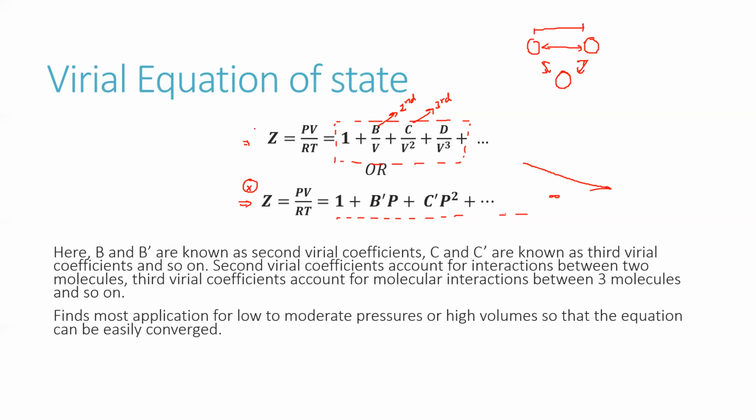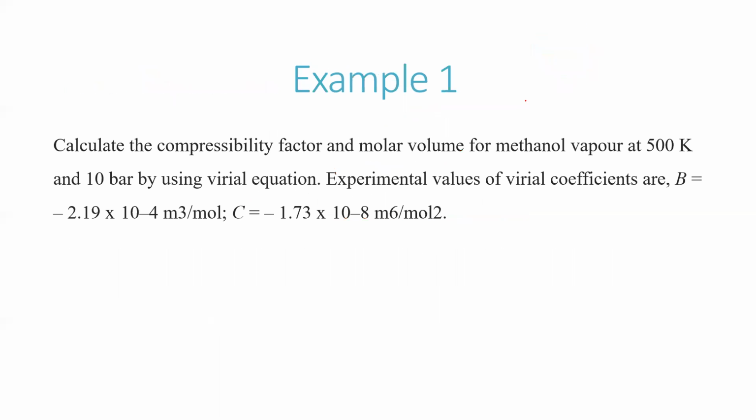Same for the volume term. If V is greater, then V square would be greater, which means 1 by V square would be very small. So it should converge easily. That is our objective. So high volumes or moderate or low pressures are the conditions for the virial equation of state. So let's see how to deal with the virial equation of state. We have to calculate the compressibility factor and molar volume for methanol vapor at 500 Kelvin and 10 bar pressure, using the virial equation.